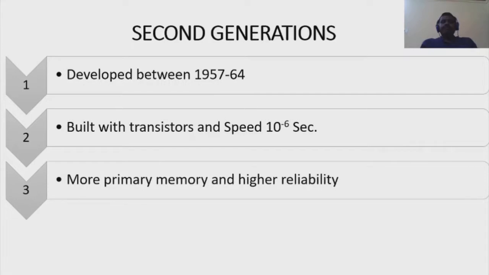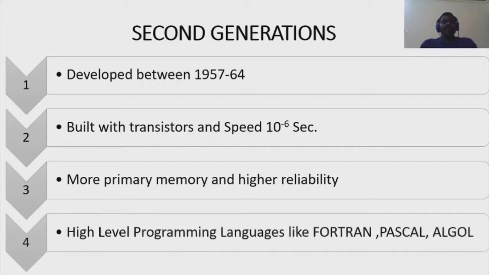More primary memory and higher reliability. Here in the second generation we have a little more primary memory than in the first generation systems. High-level programming languages such as FORTRAN, Formula Translation, followed by Pascal and Algol, are the different programming languages which were introduced in the second generation.